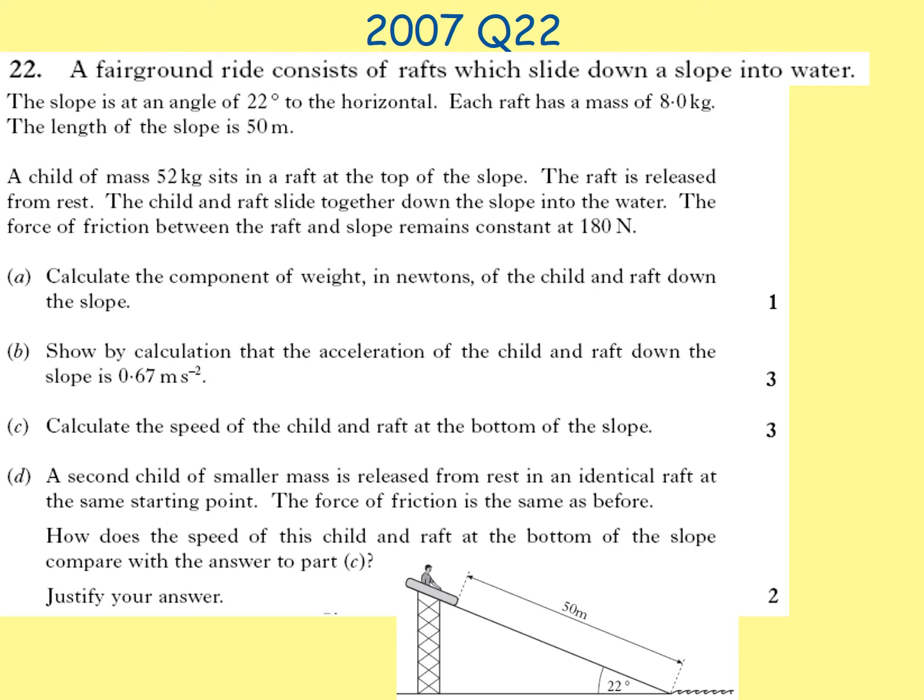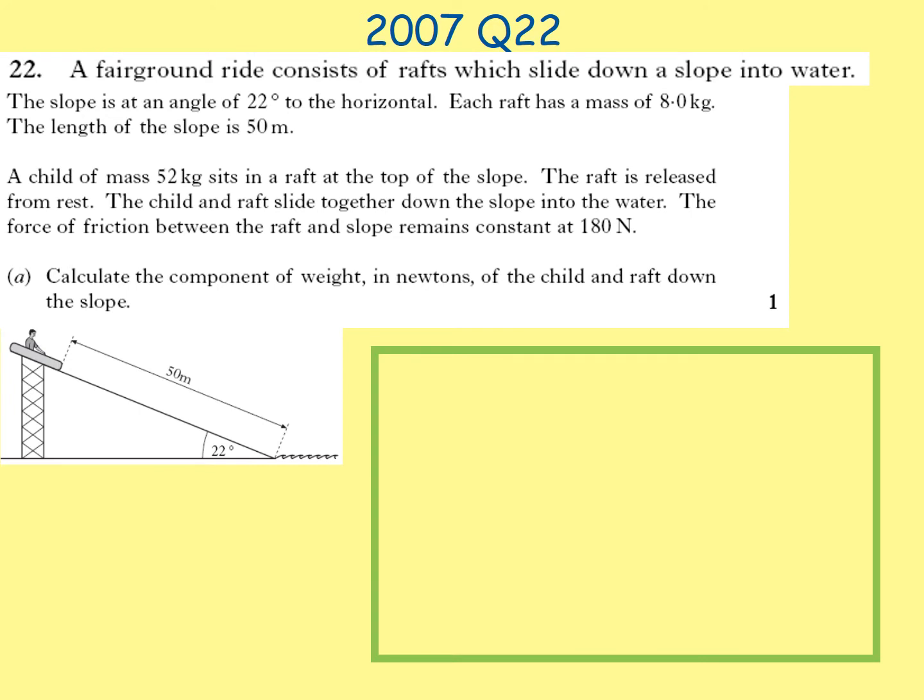A fairground ride consists of rafts which slide down a slope into water. The slope is at an angle of 22 degrees to the horizontal. Each raft has a mass of 8 kilograms. The length of the slope is 50 meters. A child of mass 52 kilograms sits in a raft at the top of the slope. The raft is released from rest. The child and raft slide together down the slope into the water. The force of friction between the raft and the slope remains constant at 180 newtons. We've got quite a few parts to this question, so let's just take them one at a time.